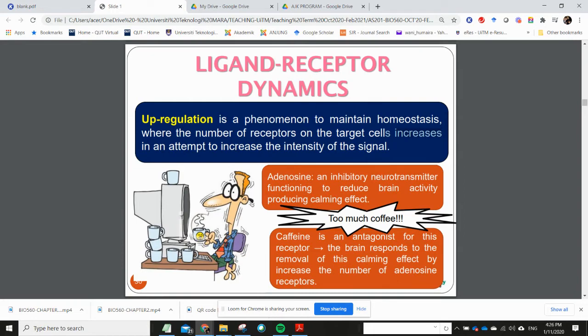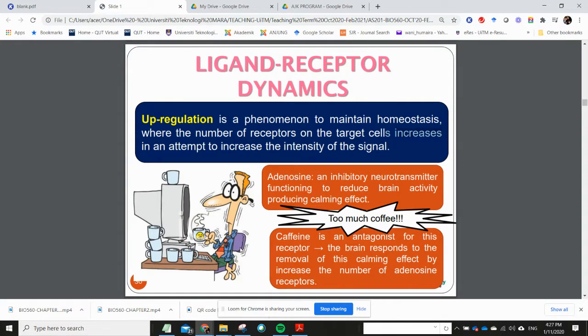Here we can take an example: the coffee lover, and adenosine. Adenosine is the ligand, an inhibitory neurotransmitter functioning to reduce brain activity, producing a calming effect. Adenosine is the ligand that binds to the receptor. When adenosine binds to the receptor, it produces a calming effect. We feel relaxed, sleepy, right?